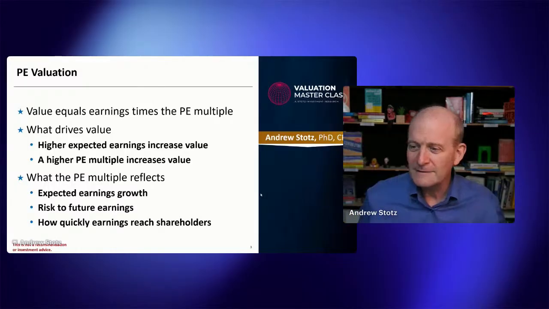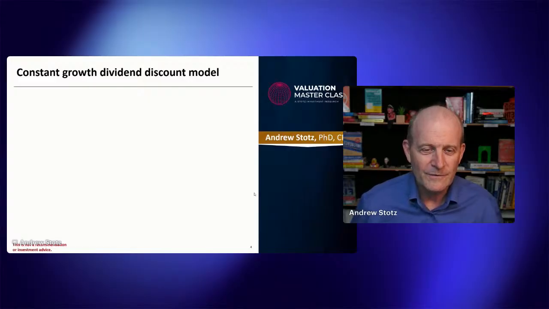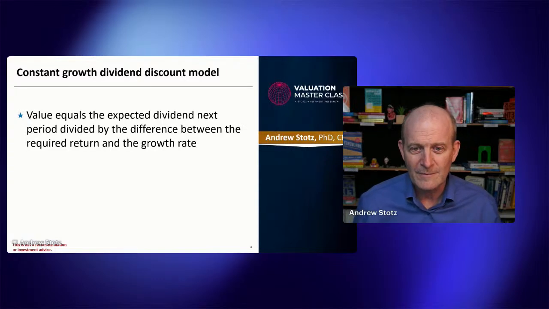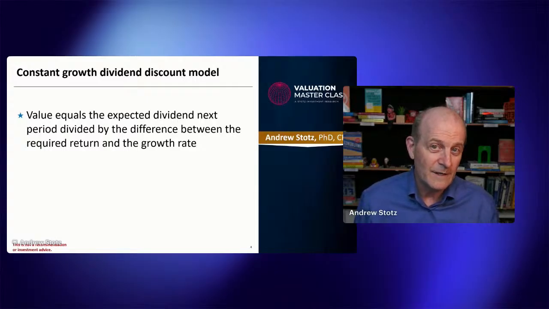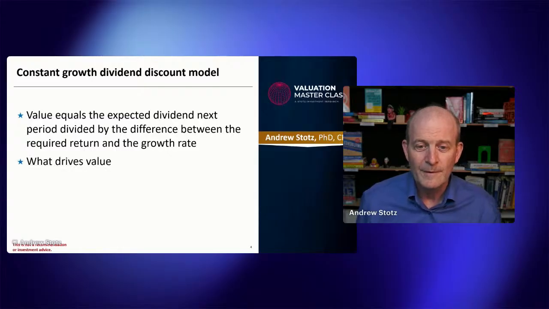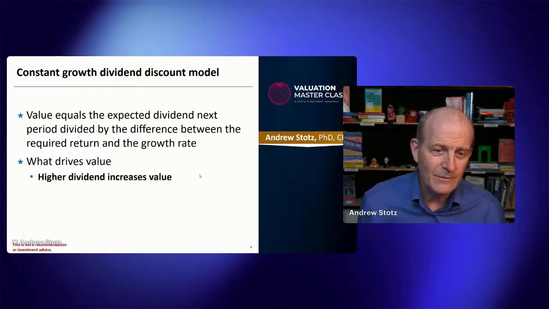So next, let's look at the constant growth dividend discount model. There's a reason why I choose this one, but for right now, let's just use the constant growth dividend discount model. It values the expected dividend next period divided by the difference between the required rate of return and the growth rate. So what drives value for a constant growth dividend discount model?